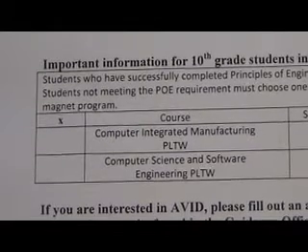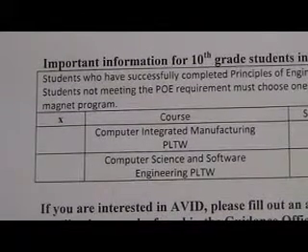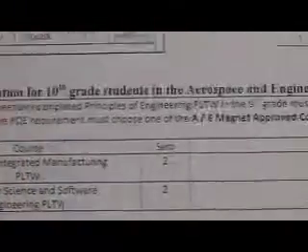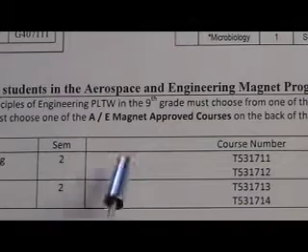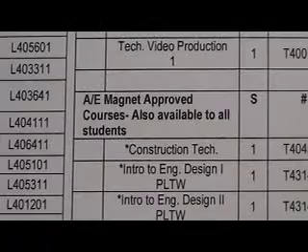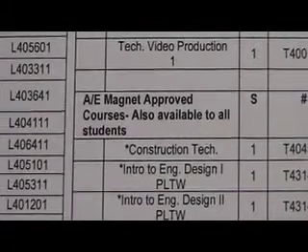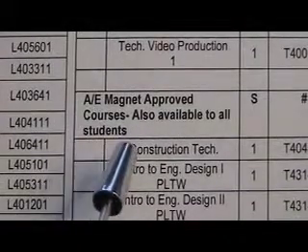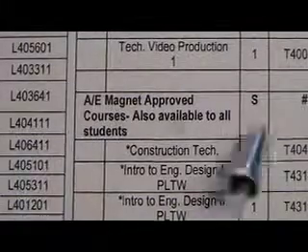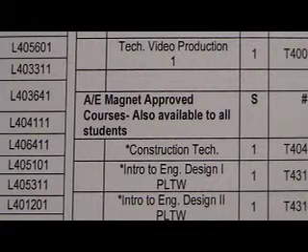If the Principles of Engineering course was difficult, or perhaps you want to try some different classes, there are Aerospace and Engineering Magnet approved courses on the back of the registration form that you can choose from. On the back of each registration form, you'll see a section that is titled AE Magnet approved courses. These courses are for students that are in the aerospace engineering program, and also for all students. So please, all students, take a look at these courses, and if you are interested in them, please sign up for them.